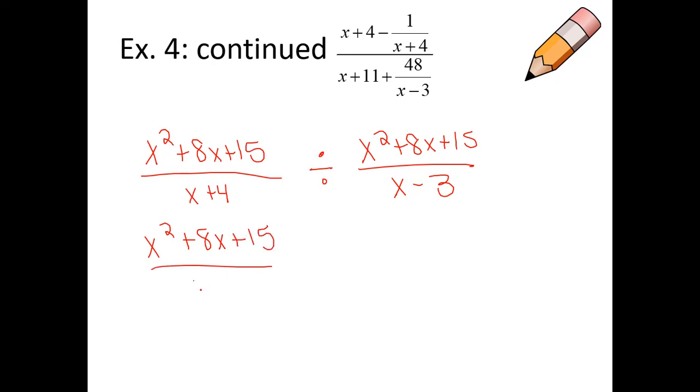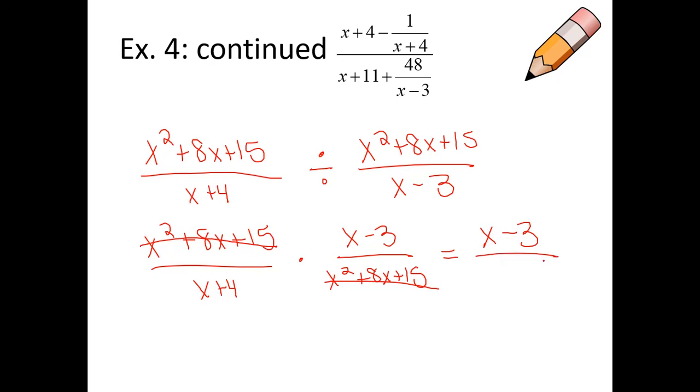I do see something really awesome happening here. Now I ain't going to even simplify. Notice this and that are the exact same thing. That is so awesome. So now all I have on the top is an x − 3 and I have an x + 4. So this disgusting gross fraction turned into this beautiful fraction.